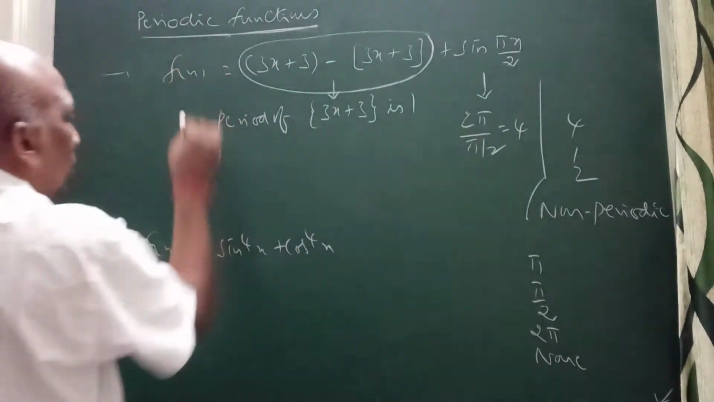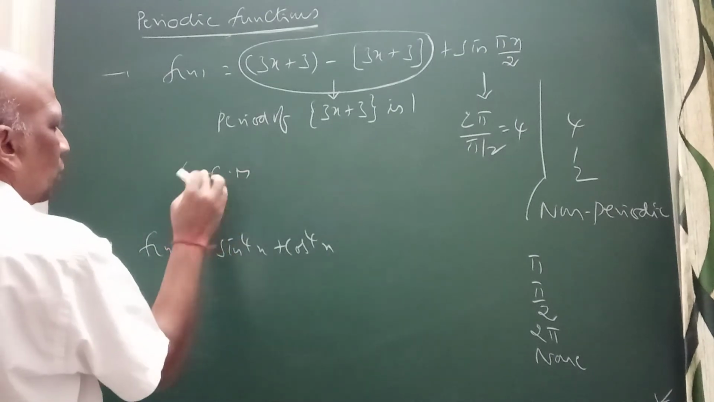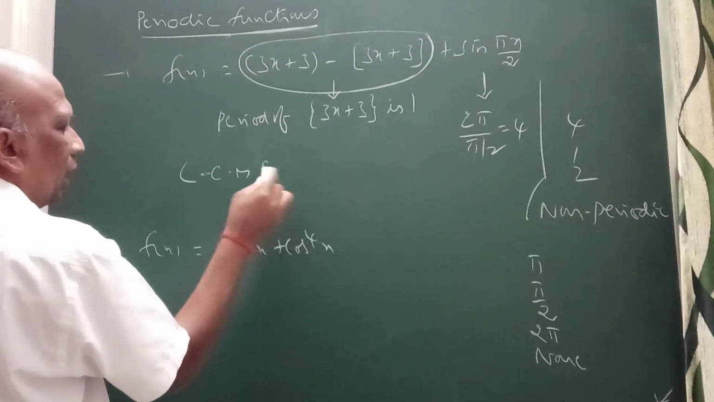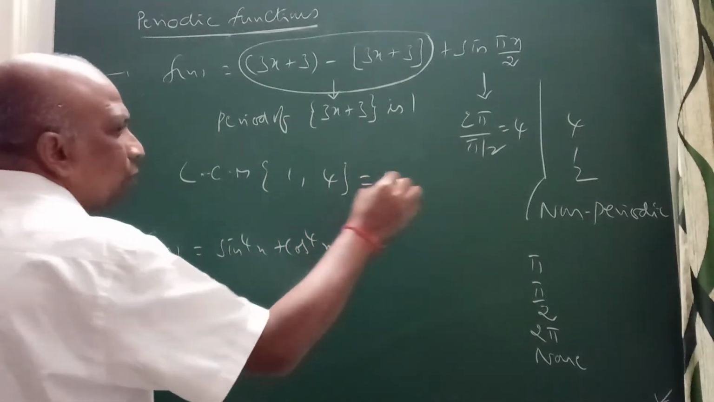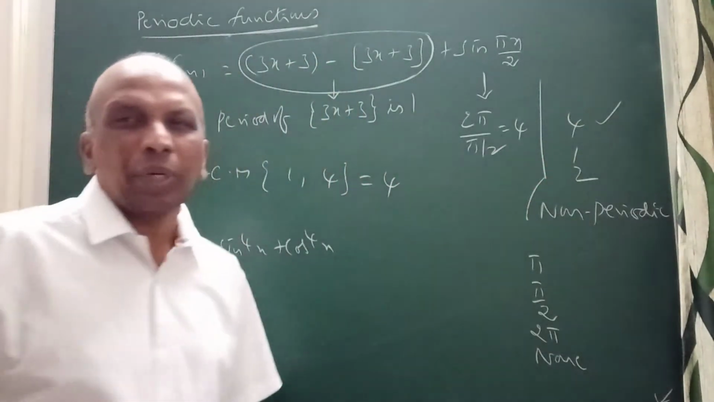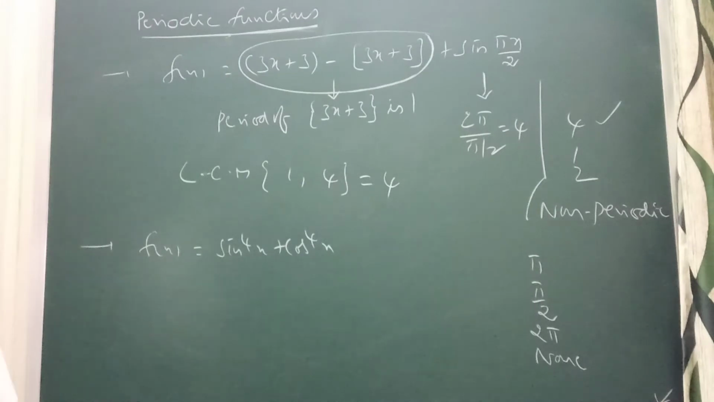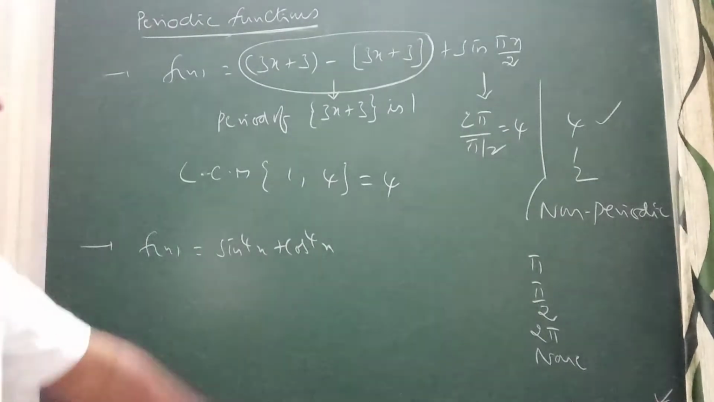So the LCM of the periods of f of x. You can think of the LCM of 1 comma 4, which will be 4. Your answer is 4. The LCM of 1 comma 4 is 4, right? Your answer is 4 here, correct?